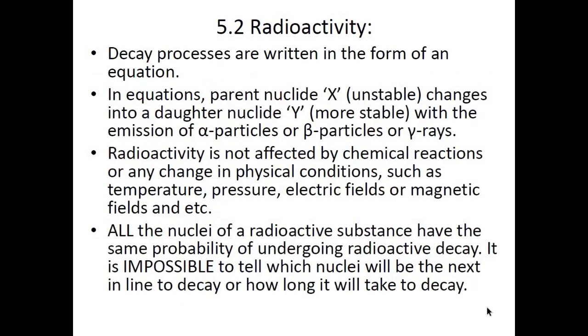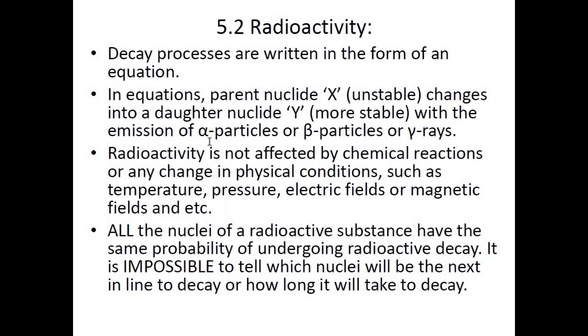Decay processes are always written in the form of an equation. In the equation, the parent nuclide X, which is unstable, changes into a daughter nuclide along with the emission of alpha or beta particles or gamma rays. This is how you write the symbol for gamma ray. This is how you write the symbol for beta and for alpha.